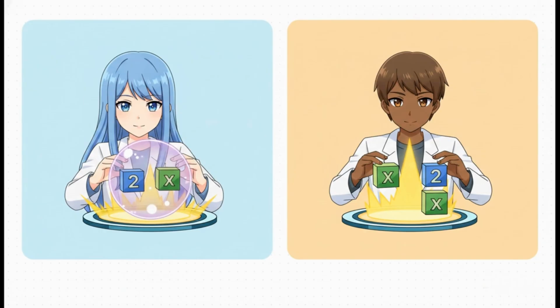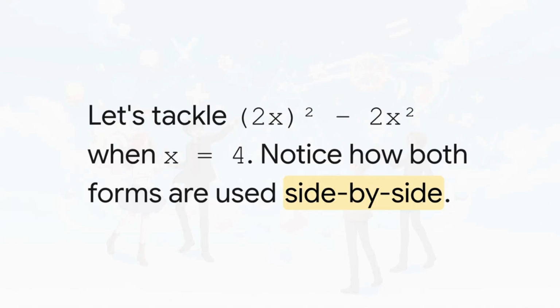On the left, with (2x) squared, those parentheses are like a command. They're telling you to group the 2 and the x together. You have to multiply them first, and then you square the whole result. But on the right, 2x squared, there are no parentheses. So that little squared symbol, it only applies to the thing it's directly touching, the x. You square the x first, and only after that do you multiply by 2. Totally different processes. So let's put this to the test and see that difference in action.